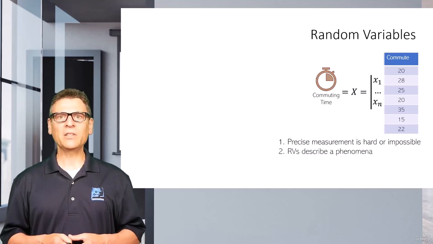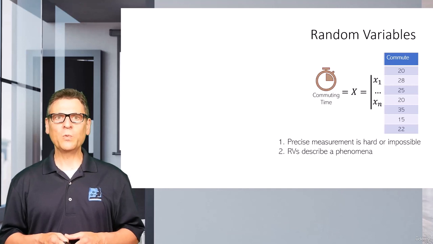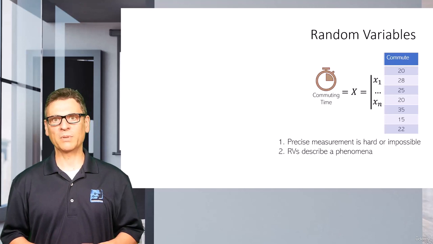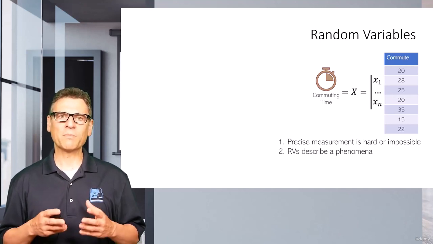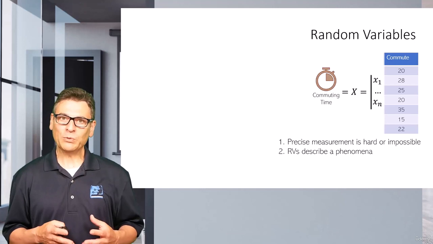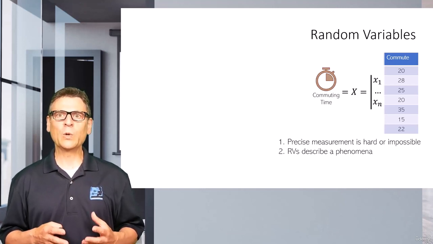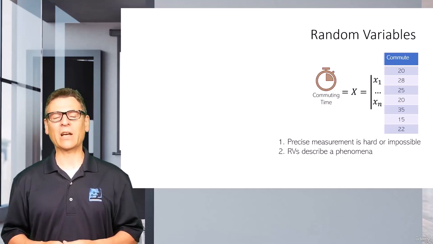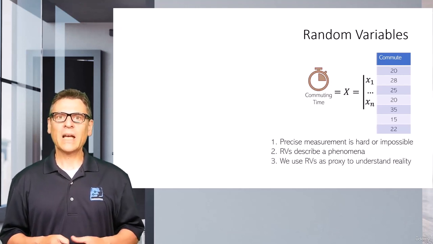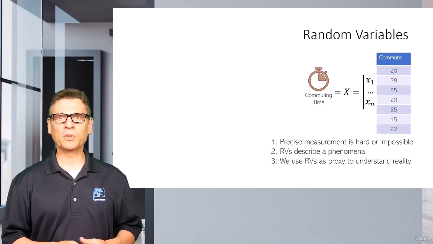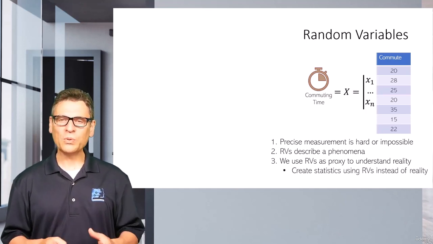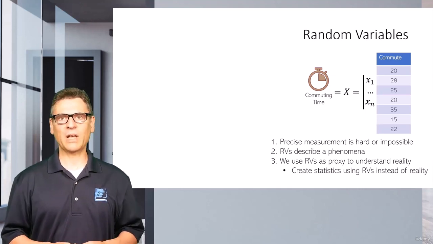So, instead of interacting directly with the world out there, we take a set of measurements, our sample, of the phenomena we want to describe. We try to generate as much quality data as possible. By doing this, we are creating a random variable with the goal of using it to describe the reality we are interested in, in place of the actual reality. We then use this random variable as a proxy to understand our commuting phenomena. Instead of measuring reality, we create statistics using this random variable in place of the reality.